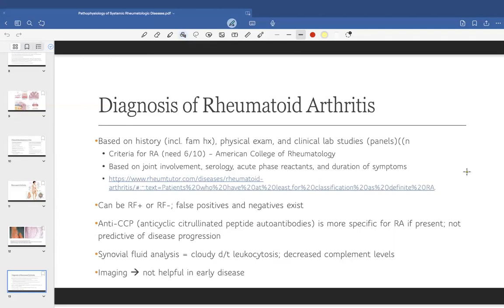Simple tests. What can you ask for when you send your fluid? So we're doing gram stain, culture. What else are you looking for? Light microscopy, cell count and differential. And what else? Crystals, okay, so you want to look for crystals. What else?